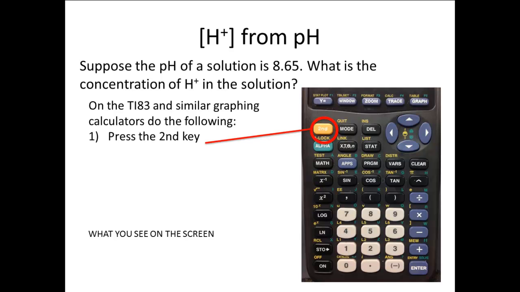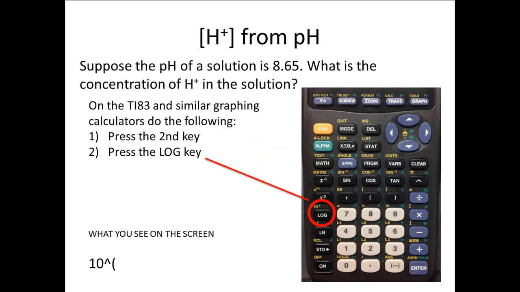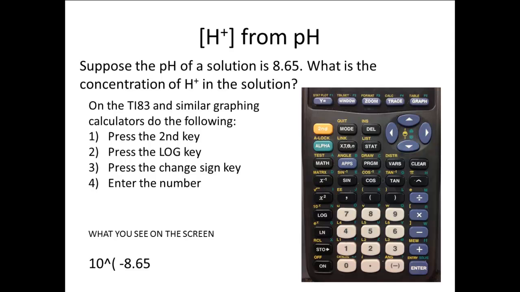First, press the second key. You will not see anything on the screen. Then, press the log key. You will see 10 with a little caret indicating an exponent and the beginning of a parenthesis. Press the change sign key, so a negative appears, and enter the number. So you now see negative 8.65. And close the parenthesis.